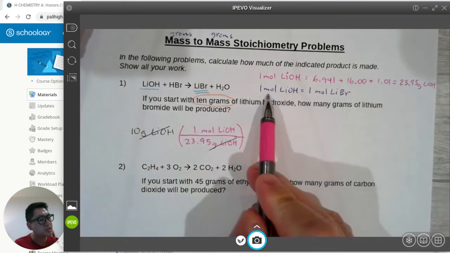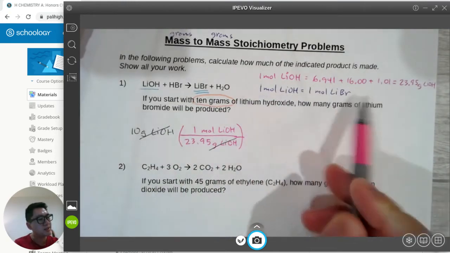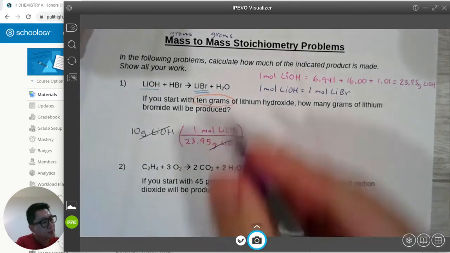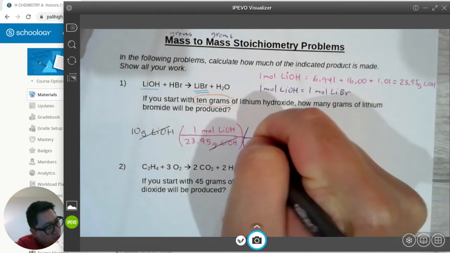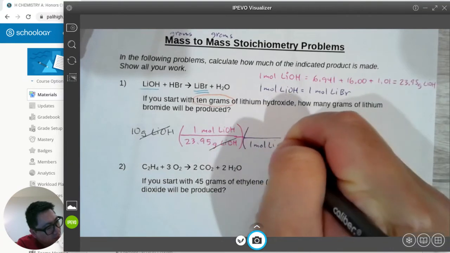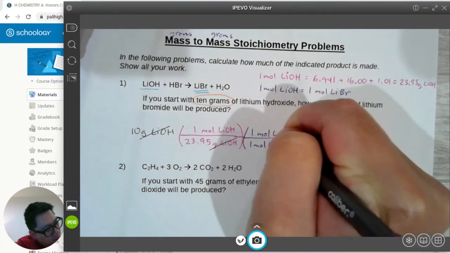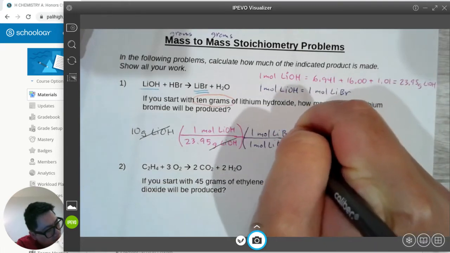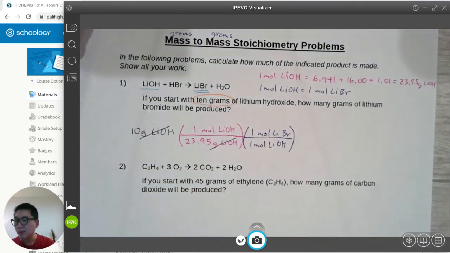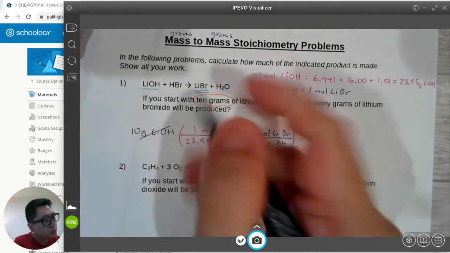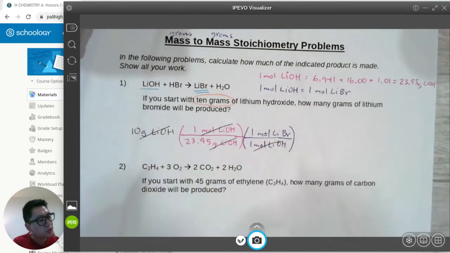Well, I know the relationship. It's right here. 1 mole of lithium hydroxide is 1 mole of lithium bromide. So let me write that down. 1 mole of lithium hydroxide is 1 mole of lithium bromide. Now notice that moles of lithium hydroxide cancel. Now I have moles of lithium bromide.